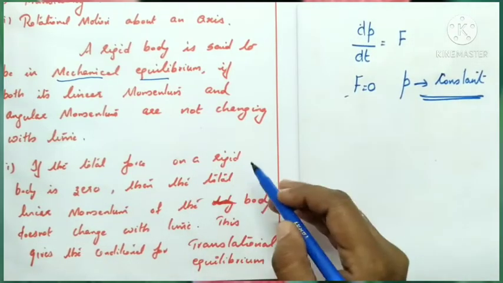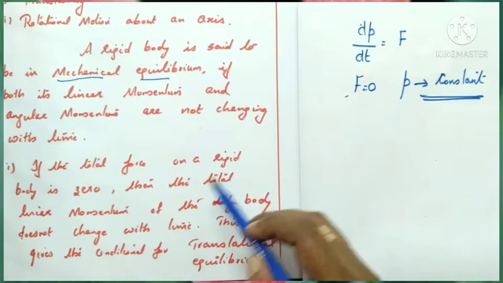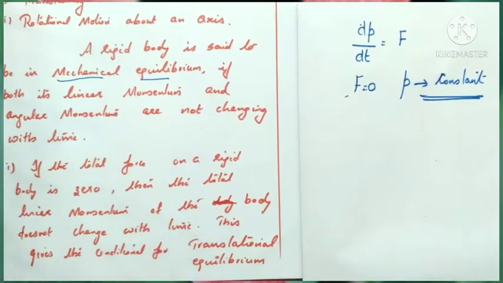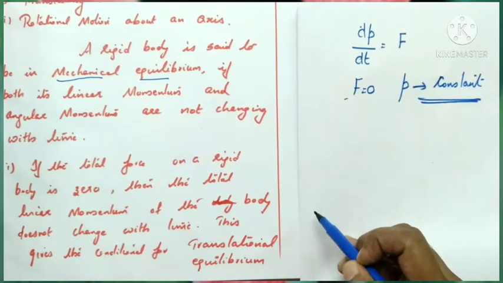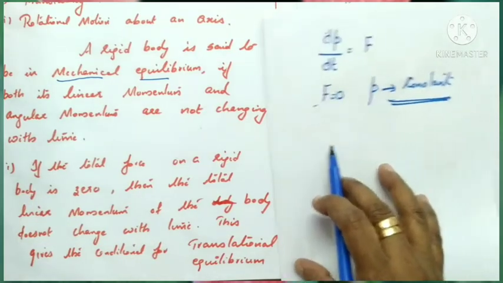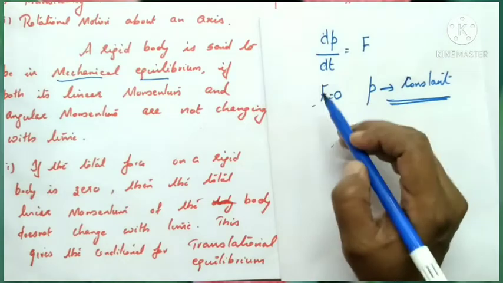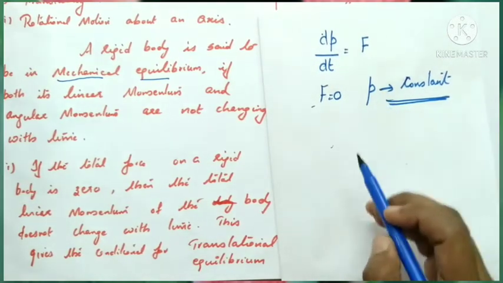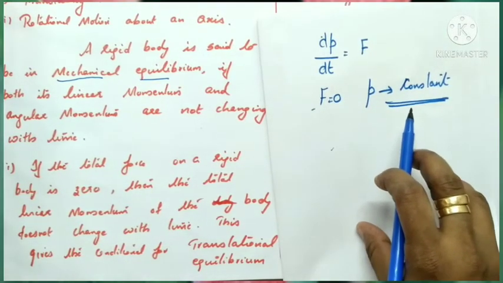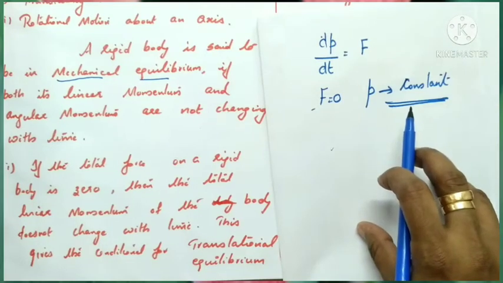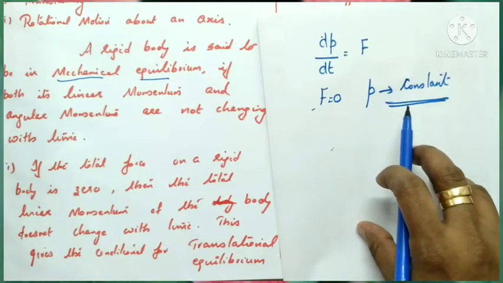If total force acting on the rigid body is 0, then the total linear momentum of the body remains constant, and this gives the translatory equilibrium. Clear, children? If total force acting on the rigid body equal to 0, momentum remains a constant, or we can say that momentum does not change with time. Now the system is said to be in translational equilibrium.